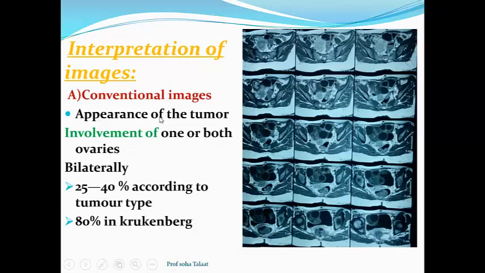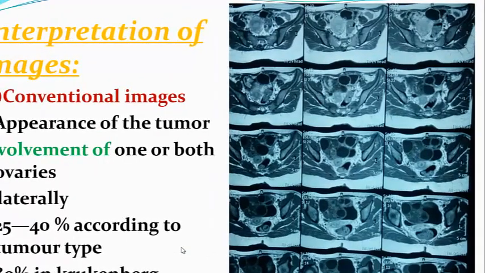Appearance of the tumor: involvement of one or both ovaries. Bilaterality is very important in ovarian lesions. It is bilateral in 25 to 40% according to the tumor type, and 80% in Krukenberg tumor, as we stated before.